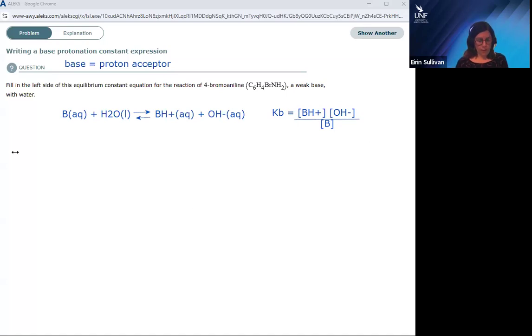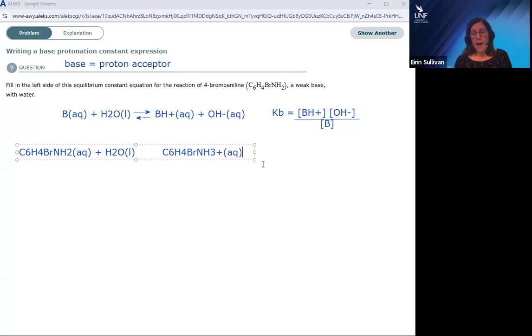So let's look at this 4-bromo-aniline. C6, I've got to look at the formula, H4, BrNH2, plus water. So water will donate the proton to my 4-bromo-aniline. So that formula then is going to be C6H4BrNH, and now we've added an H plus to it, so it'll be NH3, and don't forget about the charge, so NH3 plus, and water, after it's donated its proton, just leaves behind the hydroxide ion.